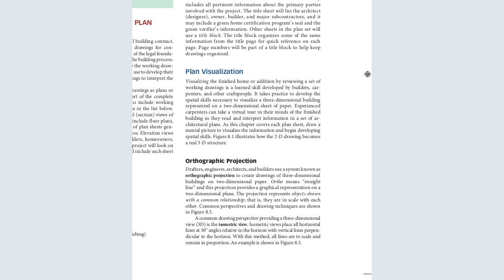architectural plans. So in this chapter, we cover the sheet plan and draw the mental picture and visualize the information being developed. So when the information is being drawn on paper, we are able to visualize, meaning I put it in 3D and imagine how the house will look.